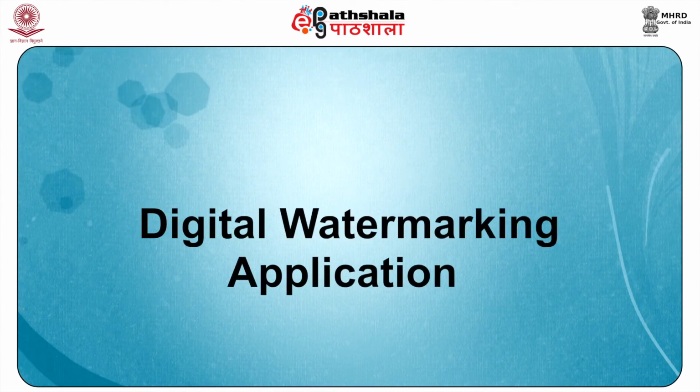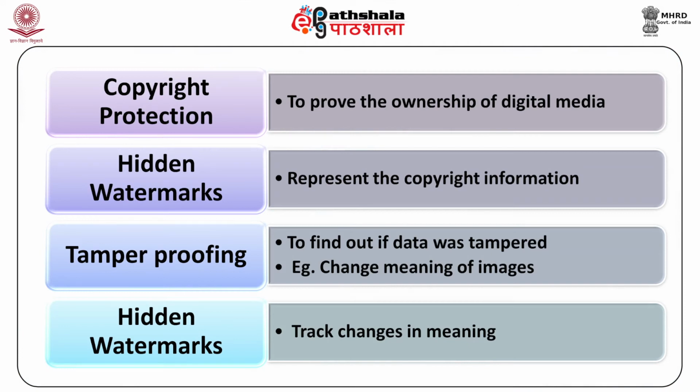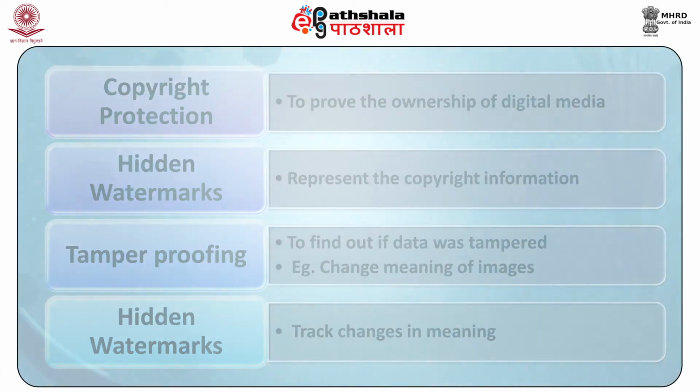Now, the digital watermarking applications. Copyright protection to provide the ownership of digital image. Next is hidden watermarks represents the copyright information. Next is tamper proofing to find out if data was tampered, example change meanings of image. Next is hidden watermarks track change in meaning.